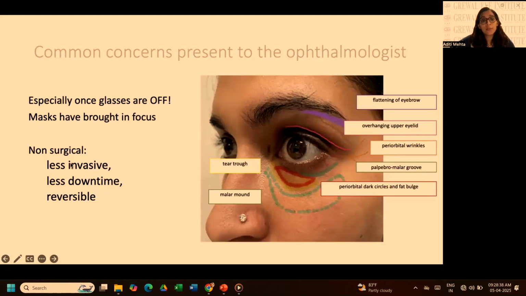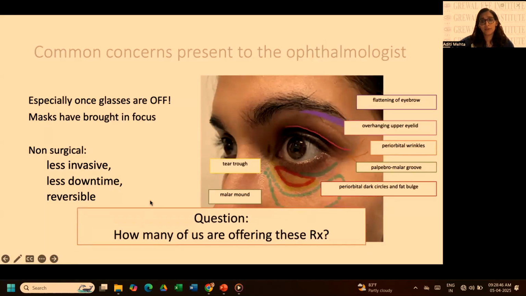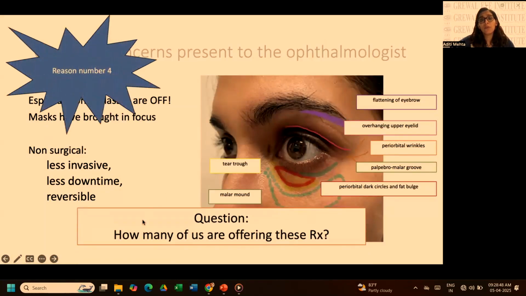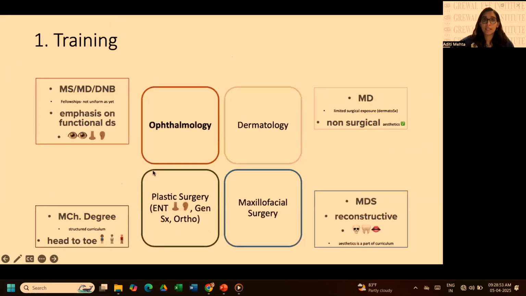With the non-surgical procedures, they are less invasive, there's less downtime, and they're more or less reversible, and they form a good repertoire of what we can offer for facial rejuvenation. So, this is reason number 4, and how many of us are actually offering these treatments in our ophthalmology practices? To start offering them, the most essential step that we have is training.